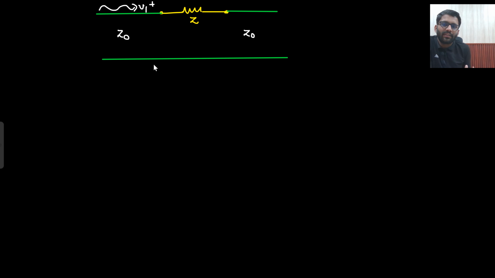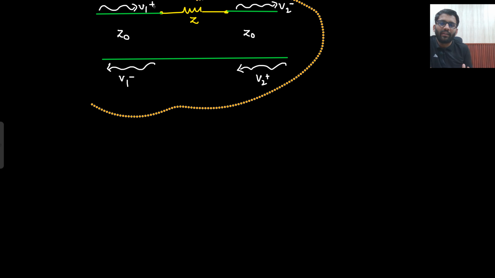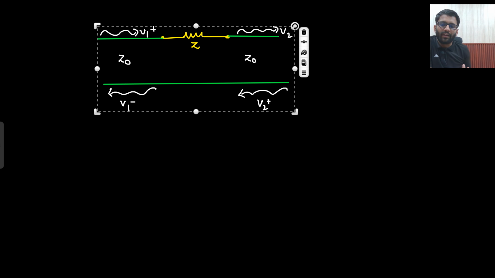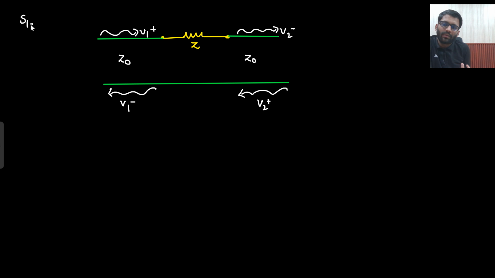So V1 plus is incident here. V1 minus is reflected back here. V2 plus is incident here, and V2 minus is reflected back here. Now what do I need to find? I am finding S12 and S22. This is what we are finding.